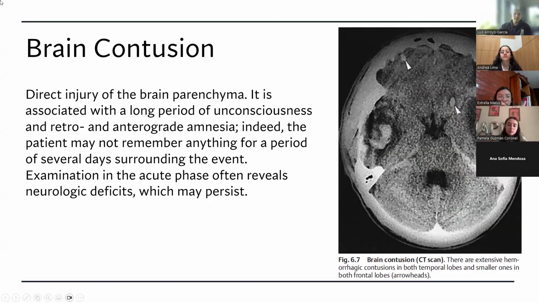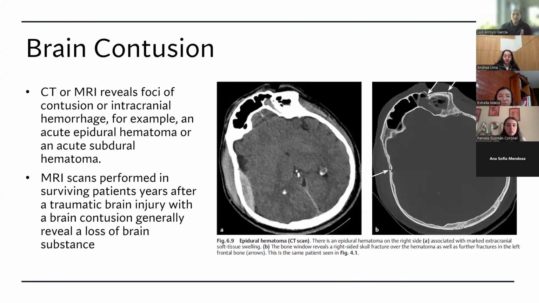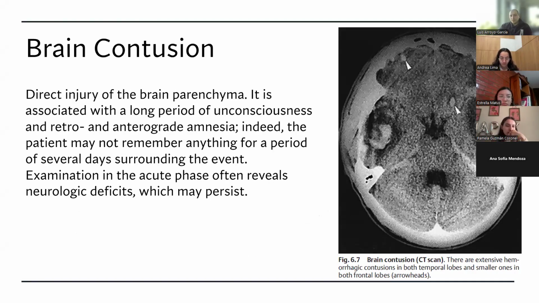And this, for example, is when it happens, you have a long period of unconsciousness and retroanterograde amnesia. The patient might not remember anything for a period of several days. So this is getting worse, right? We need to find out where the problem is happening. So here, for example, we have bleeding. This is how it looks in the temporal lobes, where you have blood here. This is how it looks in a CT scan.